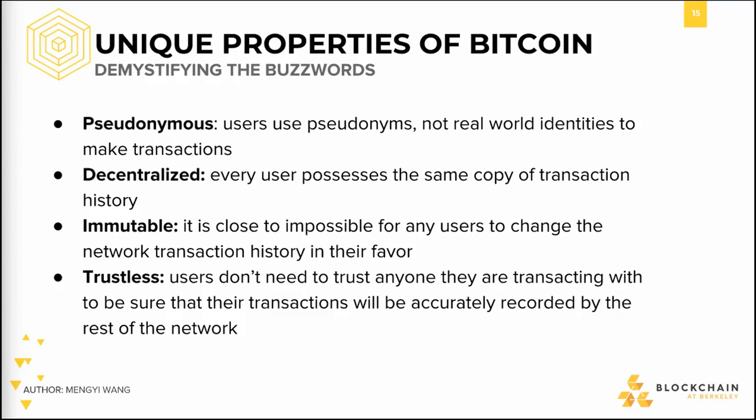Given all this information, you can now justify many of the common buzzwords associated with Bitcoin, which you may have heard. The most common descriptors of Bitcoin are pseudonymous, decentralized, immutable, and trustless. And let's go over what each of them means.